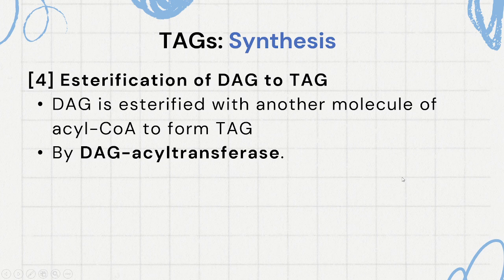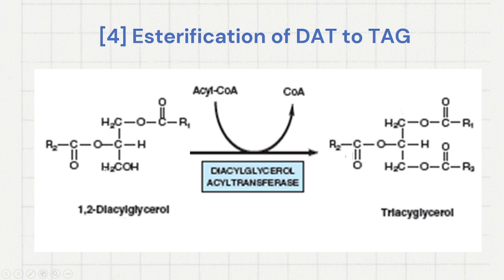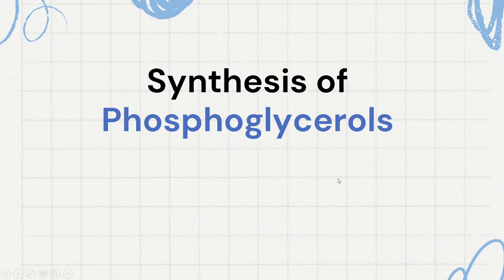1,2-diacylglycerol is formed. In the fourth and last step of triacylglycerol synthesis, diacylglycerol is esterified to triacylglycerol. So a third acyl residue or fatty acid is added by a diacylglycerol acyltransferase. The source of fatty acid will be an acyl-CoA, of course, an active fatty acid in the form of acyl-CoA. CoA will be released and the fatty acid will be added here at position 3 to form 1,2,3 triacylglycerol. And now we have our final product, triacylglycerol.